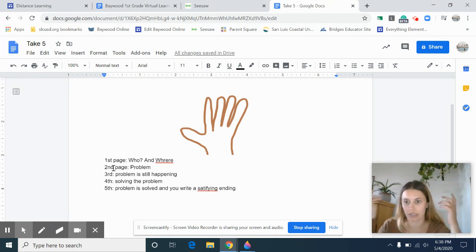You don't want to just leave us like, yep, and the cat was stuck in the tree and that was it. No, what happened to the character after, right? What happened to the cat after? Okay, so take a look here. Let's go over this again.